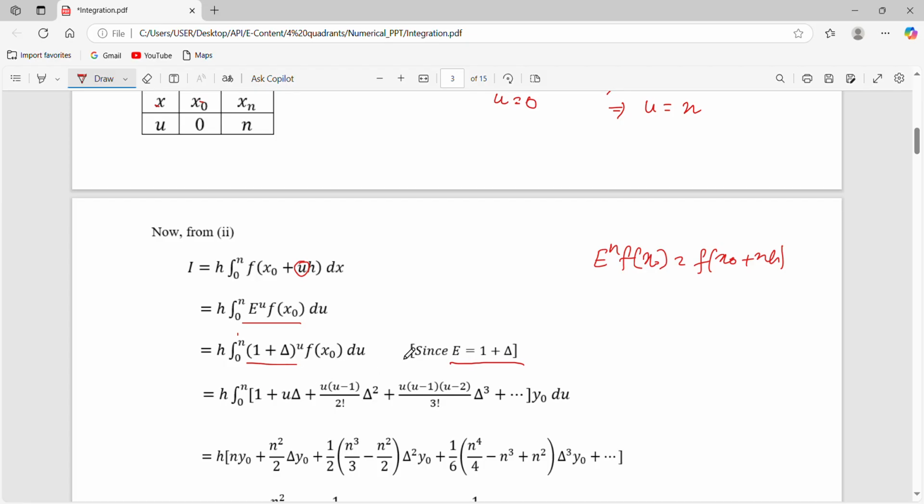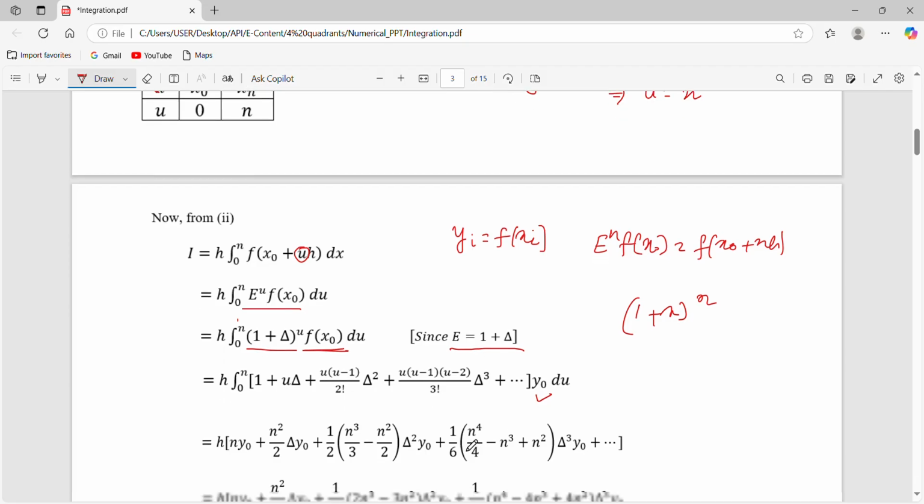Now we will expand it like 1 plus x to the power n. So here 1 plus u delta plus u(u minus 1) by factorial 2 delta square plus u(u minus 1)(u minus 2) by factorial 3 delta cube plus and so on, then outside we have f(x0) equal to y0, because we know that yi equal to f(xi). If we put i equal to 0, then f(x0) equal to y0. That's why here y0.